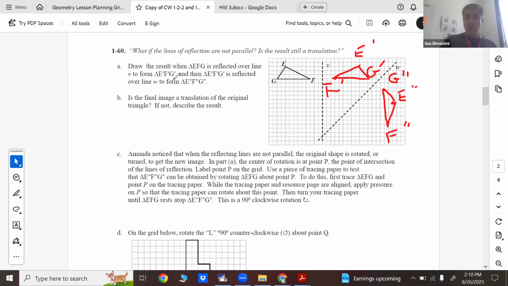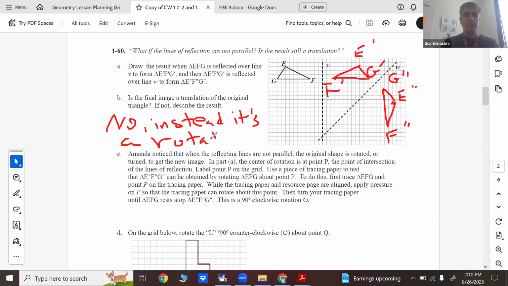Is the final image a translation of the original image? No. Instead, what would you call that? So it's not a translation because you didn't just shift it over. And you didn't just reflect it to go from the first to the third, because you had to reflect twice. So it's not a pure reflection. Instead, what would you call that? You turned it. Rotation, yep.